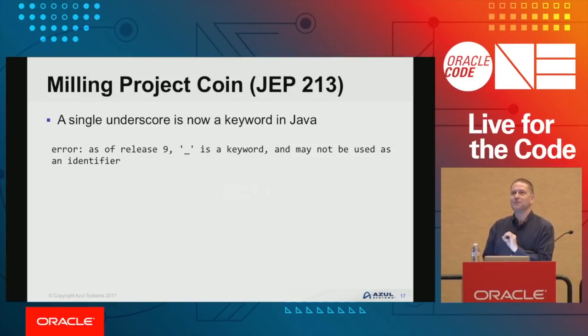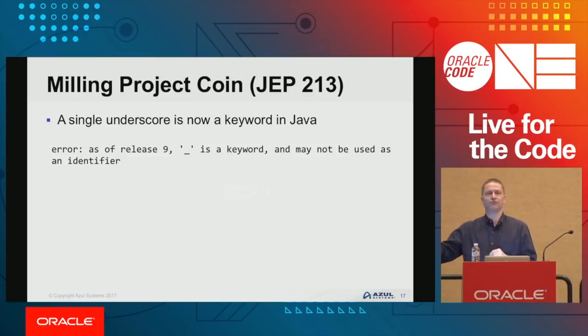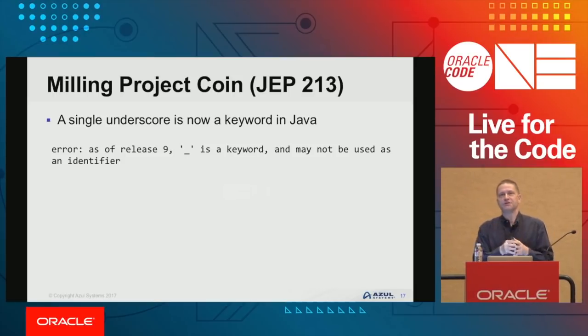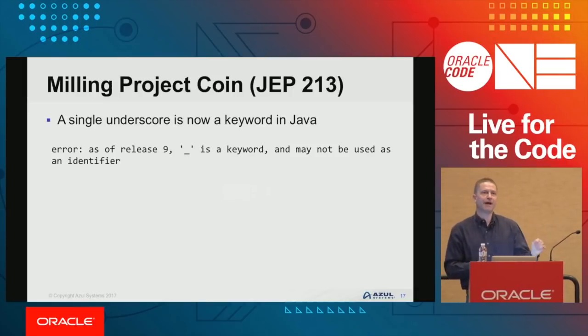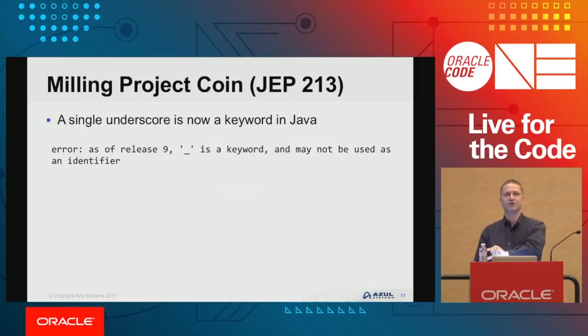Now, the logic behind this is that in, I think, maybe JDK 12, it may even be later than that, there is the idea of extending the use of a single underscore in lambda expressions. So you can use a single underscore as a parameter to a lambda expression where that parameter is not used in the body of the lambda expression. So it's sort of a way of hiding how the parameter is used.